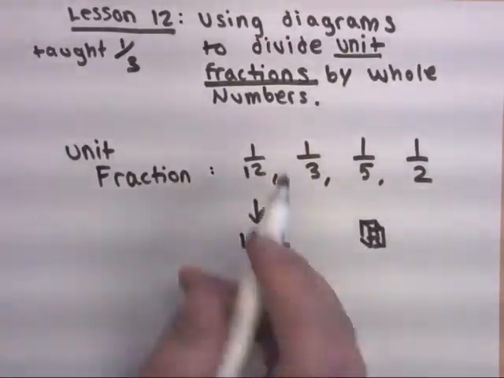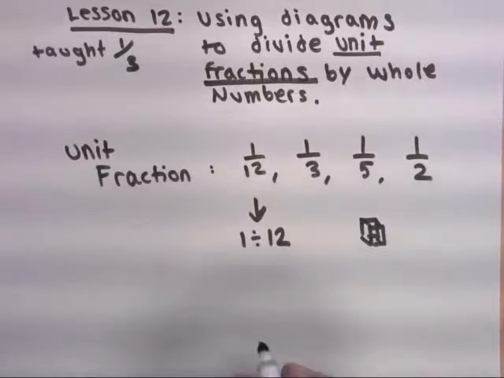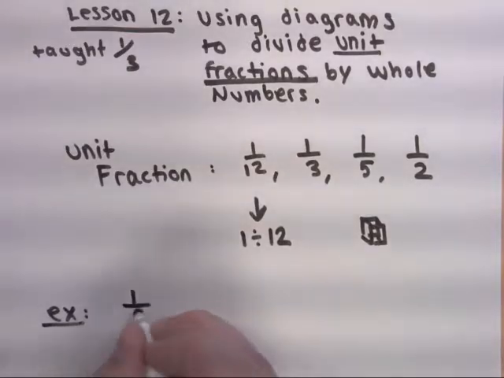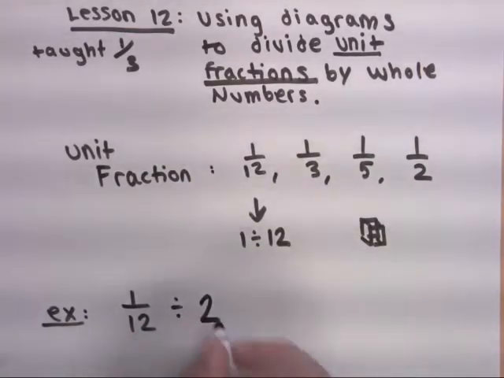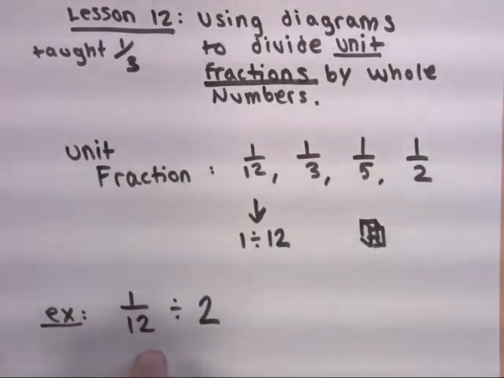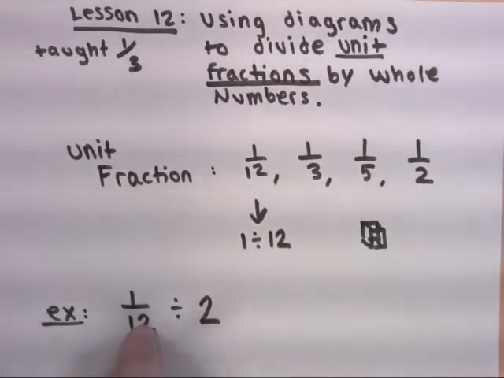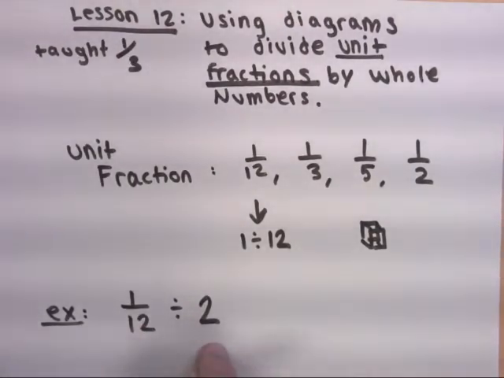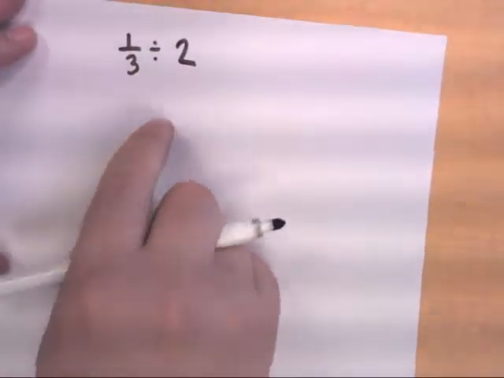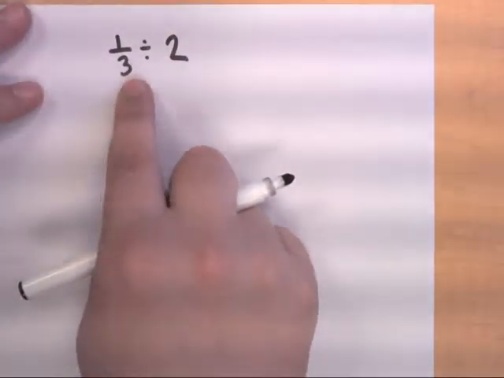So, going back to our main objective today, an example of dividing a unit fraction by a whole number would look something like this if we divided 1/12 by the whole number 2. And so we used diagrams today to help make sense out of an expression like this. So an example using a diagram could look like this: 1/3 divided by 2.